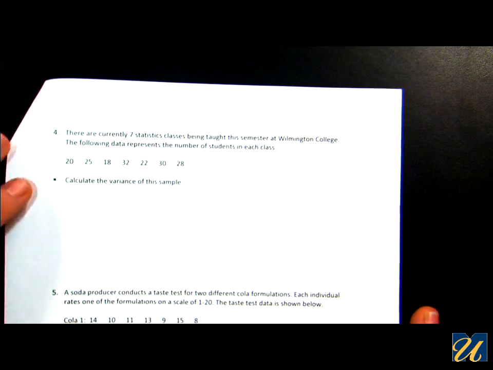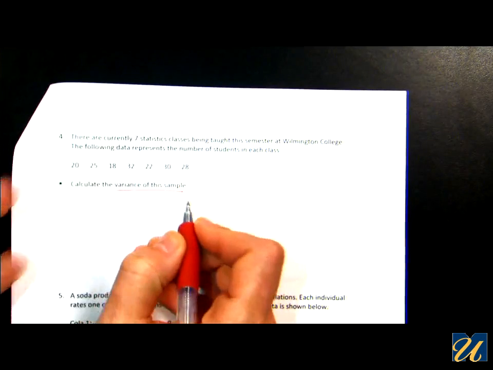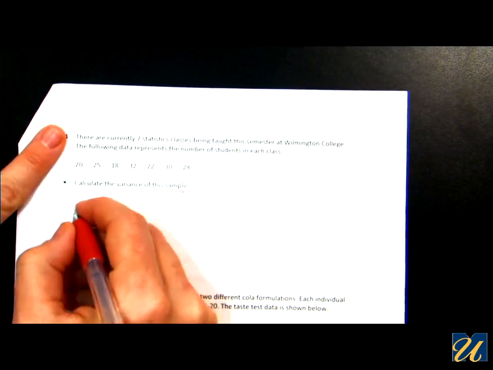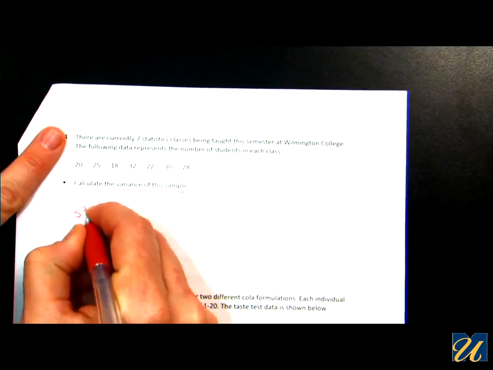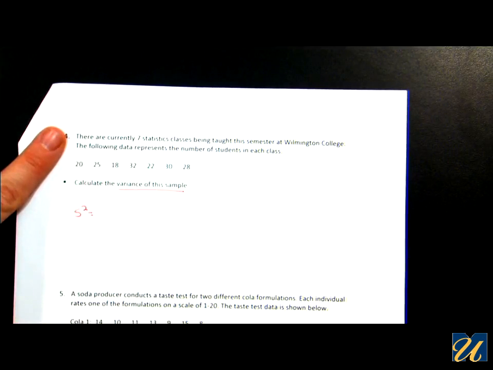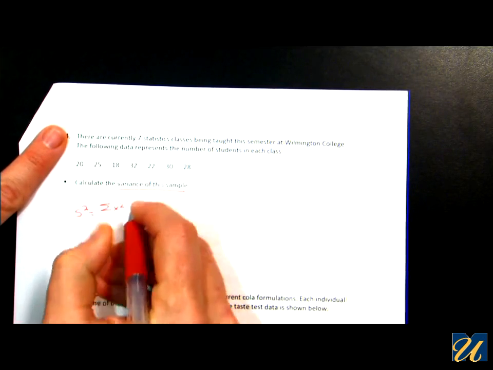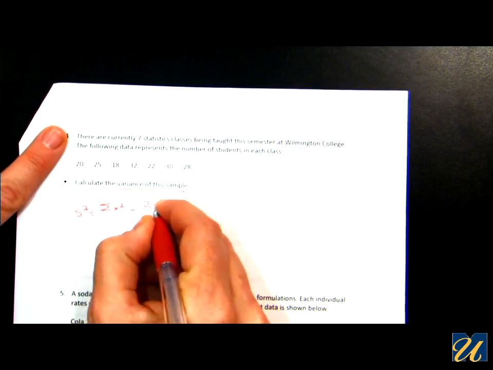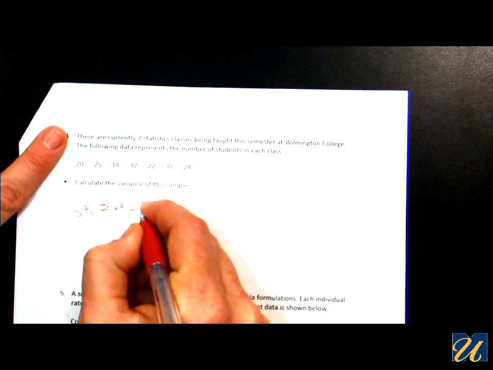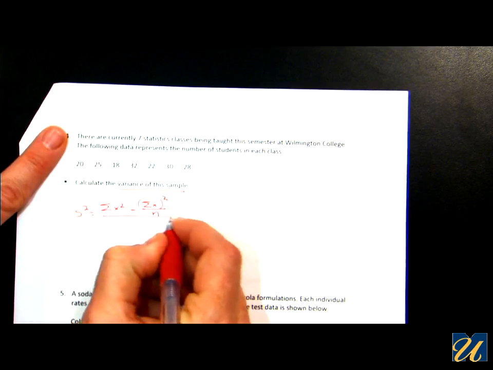There are currently 7 statistics classes being taught this semester. Again, the same problem. The following data represents the number of students in each class. In this case, I want you to calculate the variance. How do I calculate the variance? I use the following formula: S squared, the symbol for your sample variance, is equal to the sum of all the squared entries minus the sum of all the entries squared over the sample size, and all of this over n minus 1.